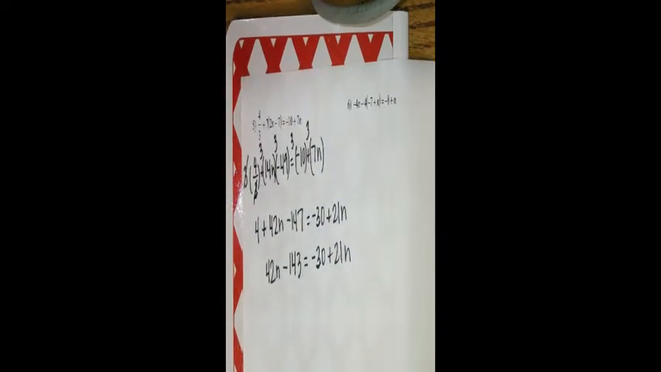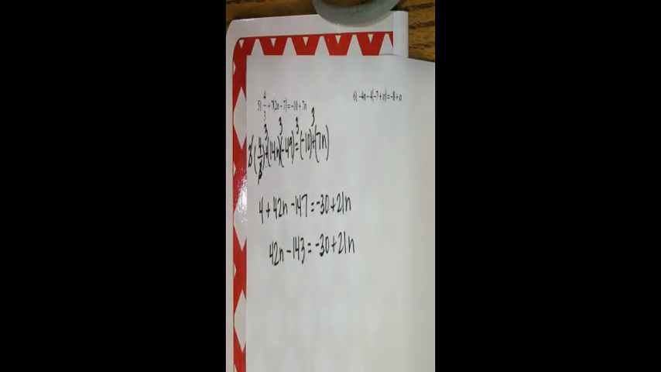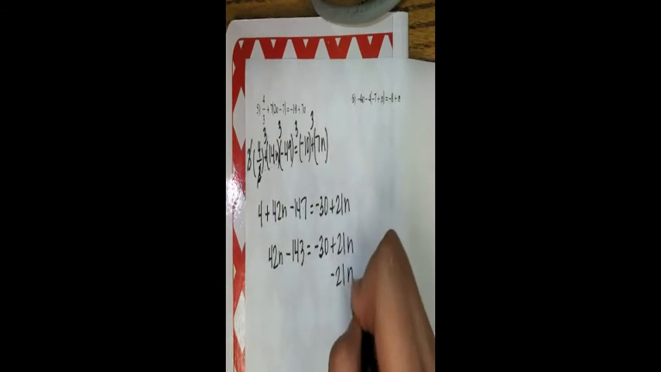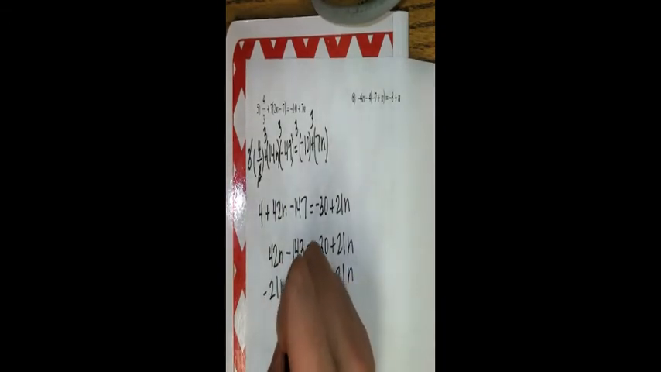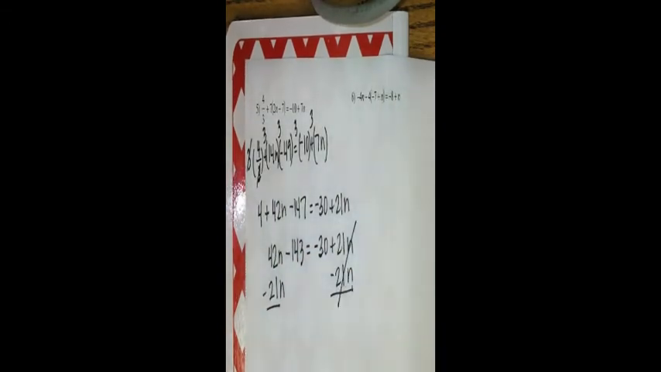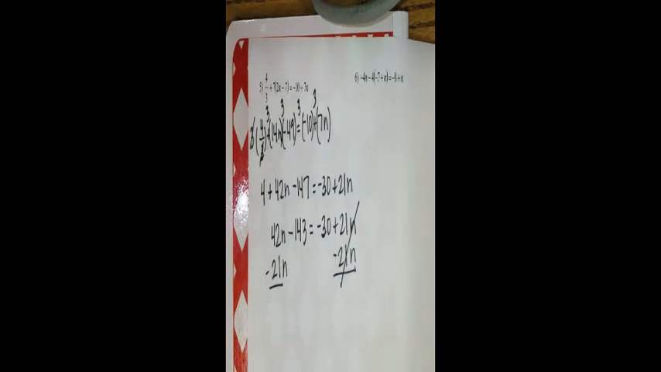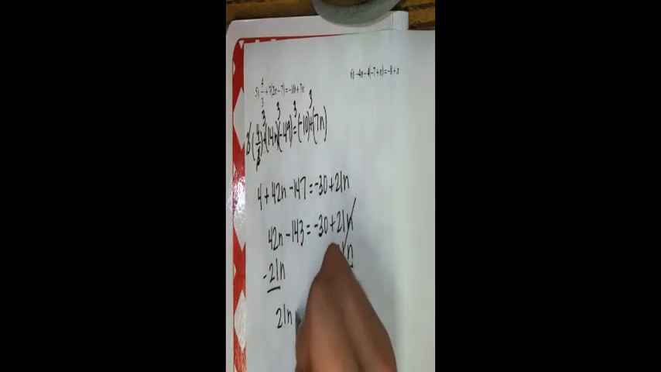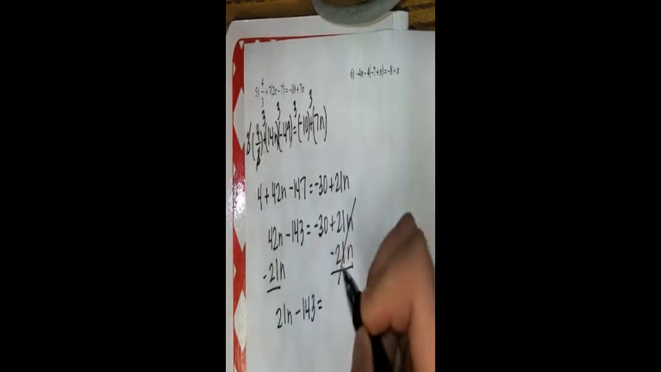Okay, now you notice that you have variables on both sides. So your next step should have been to subtract 21n from both sides. That cancels out. And so we get 42 minus 21, which is just 21n, minus 143 is equal to negative 30.